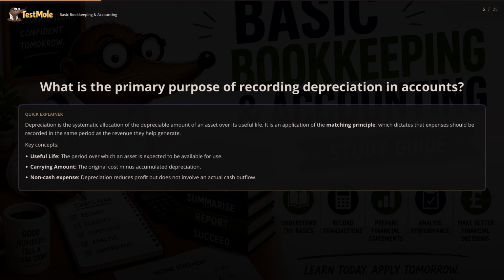Key concepts. Useful life, the period over which an asset is expected to be available for use. Carrying amount, the original cost minus accumulated depreciation. Non-cash expense, depreciation reduces profit but does not involve an actual cash outflow.